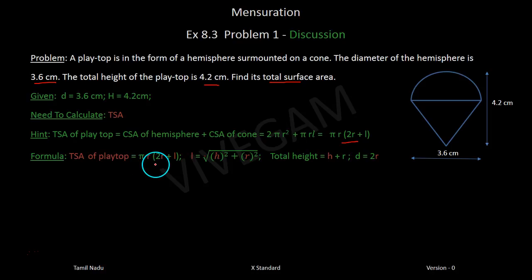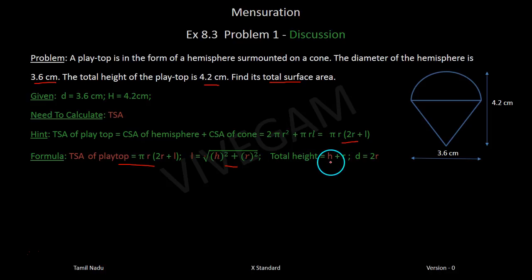But if you look at this, we want to calculate TSA, but we don't know r, we don't know l, which means we cannot use this formula as of now. So we'll have to calculate l as well as r. So let's do l. l is root of h square plus r square. Again, we cannot use this because we don't know h nor r.